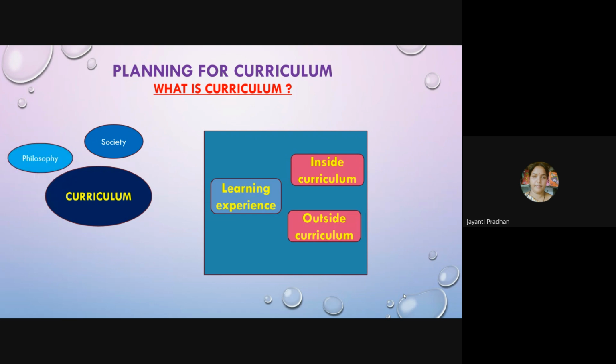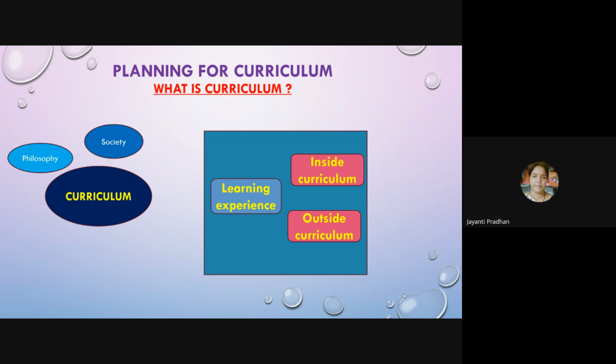Then philosophy. When we are developing a curriculum for students at any level, it must be based on some kind of philosophy. You know about the schools of philosophy like idealism, naturalism, pragmatism, existentialism, realism. So many schools of philosophy are there. When we are designing curriculum or courseware for any program, we must rely on a philosophy that is relevant for the present time, for the society, and for the individual.